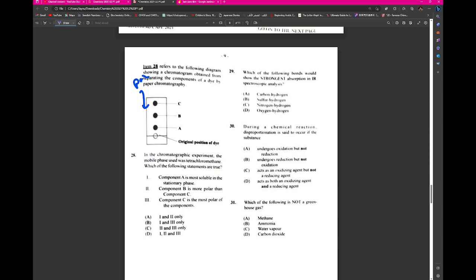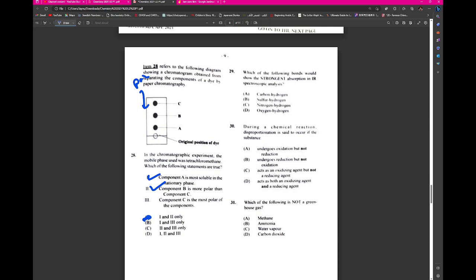So most soluble in the stationary phase, true. Let's have a look at that. Component B is more polar than component C. Yeah, I believe these are the two. But C cannot be more polar than all of them, because C would have been where A probably is. So 1 and 2.